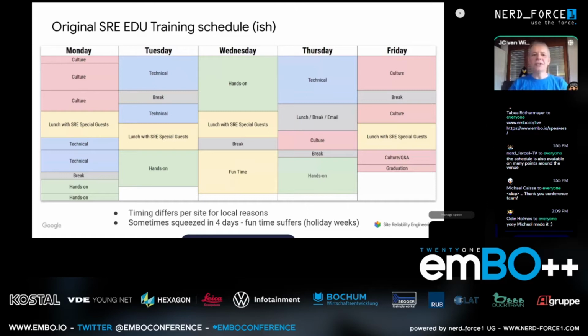Now, timing differed per site for local reasons. For example, at our training hub in Sunnyvale, California, the average commute for people by car was like an hour or an hour and a half. So you don't want to start too early. On the other hand, in the Zurich hub, everyone lives within, say, 20 minutes of the office because public transport is excellent in Zurich. So we could start a little bit earlier and stop a little bit earlier. And sometimes we needed to squeeze the program into 4 days because of public holidays and such. And then usually the fun time would suffer, and that's tough luck.